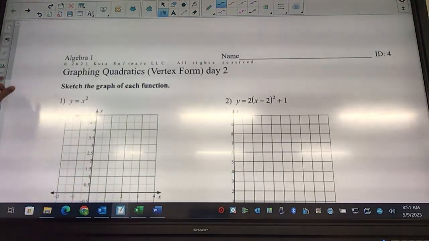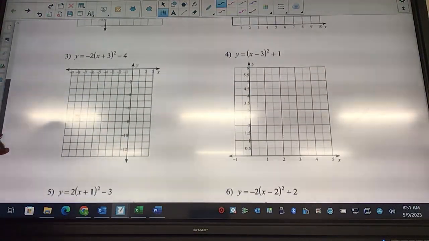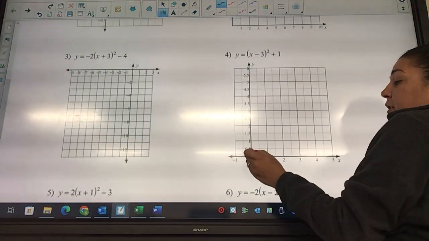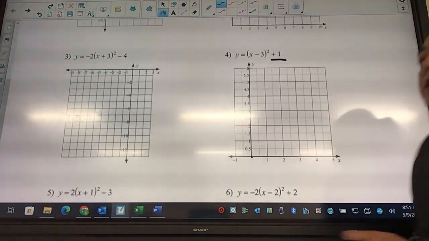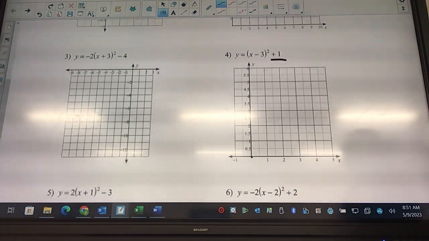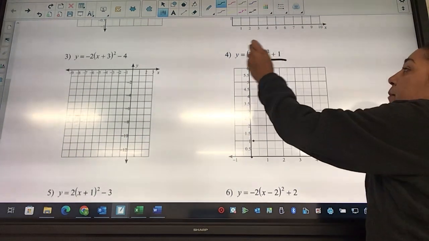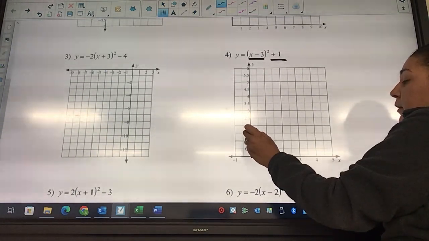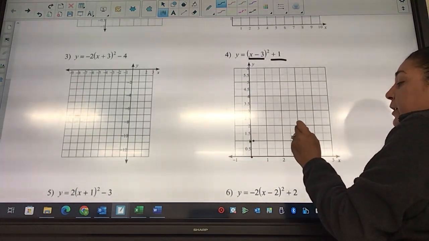Number 4 first. We're going to do 4 first. Okay, where do we start with our pencil? 0, 0. Okay, which is here. What does that plus 1 do? Up 1. What does this minus 3 do? Over 2 by 3. Yeah, so there is going to be, and what is that point called?